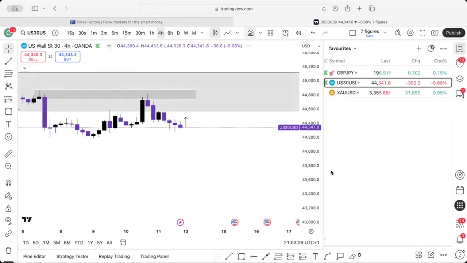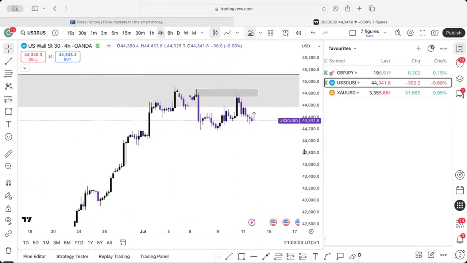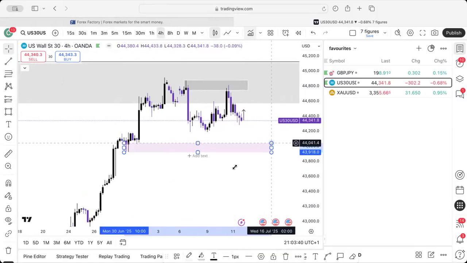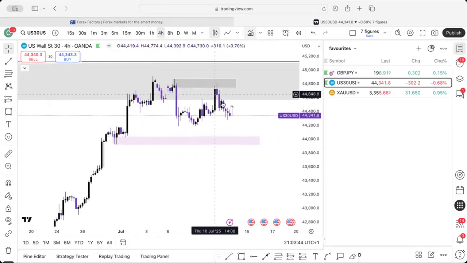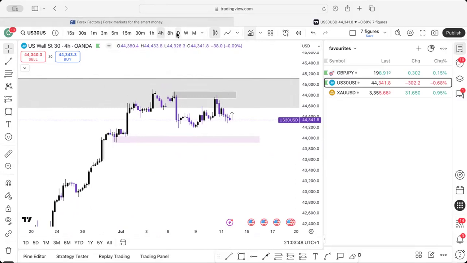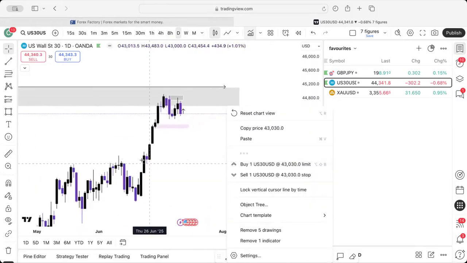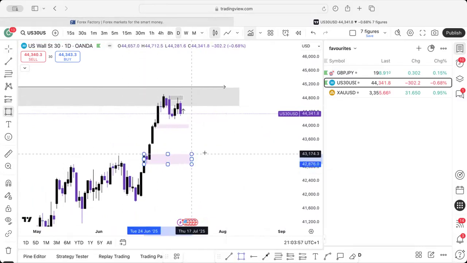So if we have a look at where we can target, the closest zone that we can target is this level here, these wicks here. We could target here, or if you wanted to try swing it, if you think that we're going to potentially push down a lot from this weekly zone, we could take profits at this level for a swing trade. So this indecision candle here, we can draw a zone from here. This could be another potential take profit area.